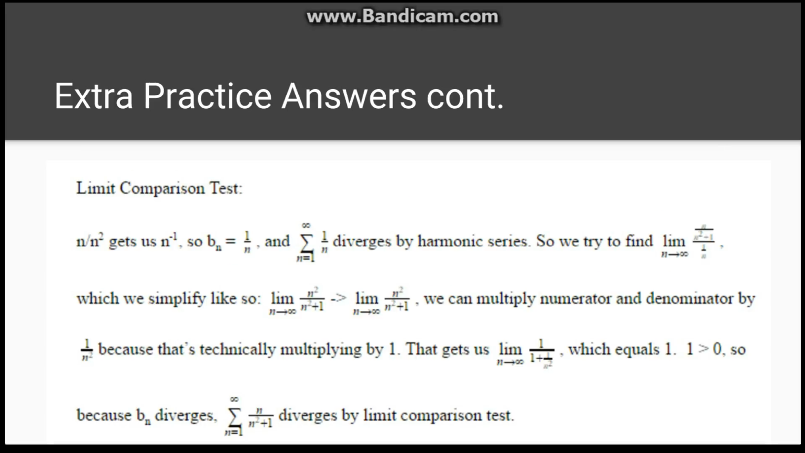So here we have b sub n, which equals 1 over n, and we know that it diverges by the harmonic series. So we try to find the limit as n goes to infinity of n over n squared plus 1 over 1 over n. And we find that the limit as n goes to infinity equals n squared over n squared plus 1. So then we get that it simplifies out to be equal to 1, which is greater than 0. So b sub n diverges, and that means the series will diverge by the limit comparison test.